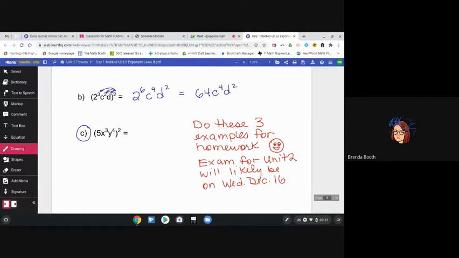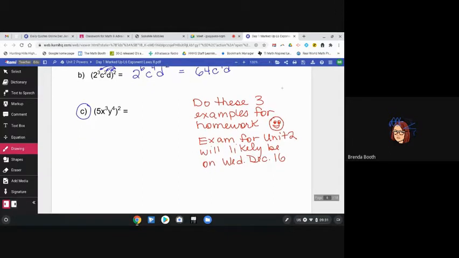All right, so you had 3 of these examples to do for homework, and I'm going to be calling on people to share their answers. And if you didn't understand it, that's okay. You can just say I didn't get it, and we'll go through it together. Ava, let's start with you. Tell me what you got for C, Ava.